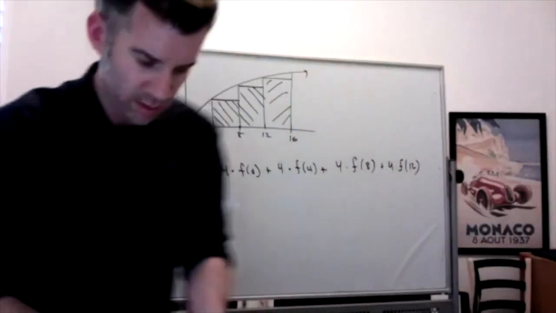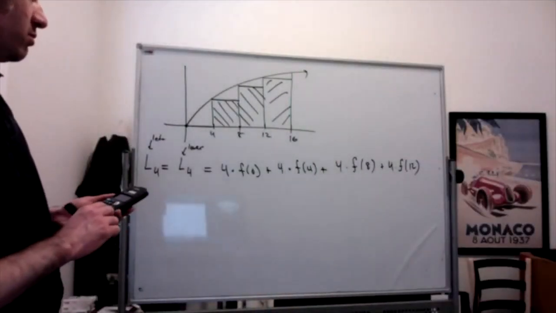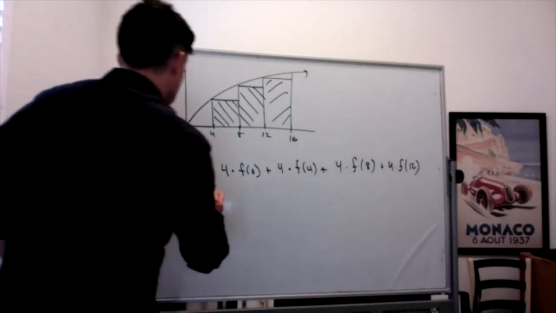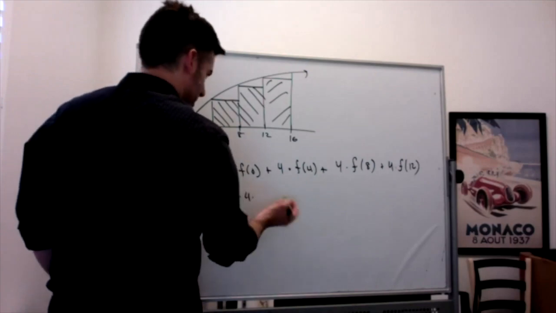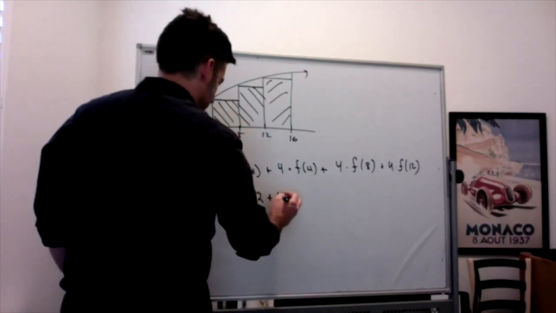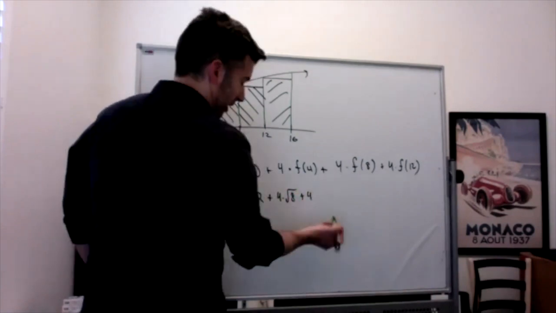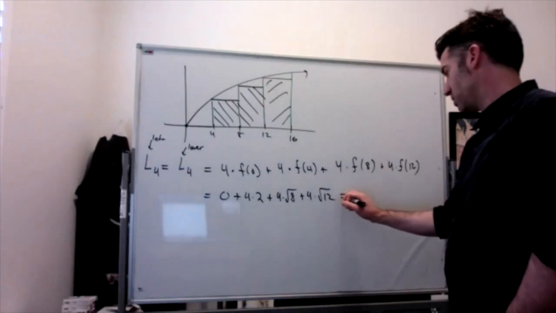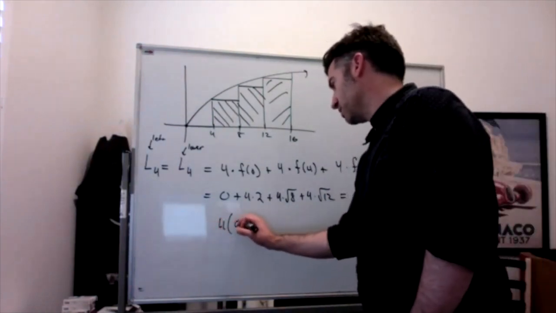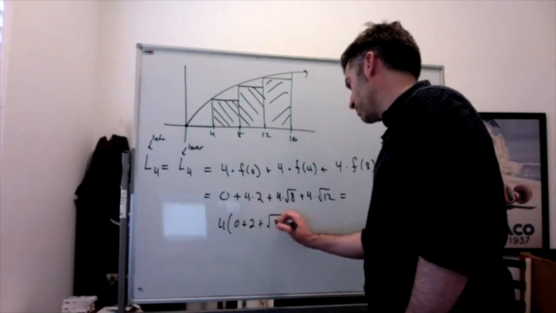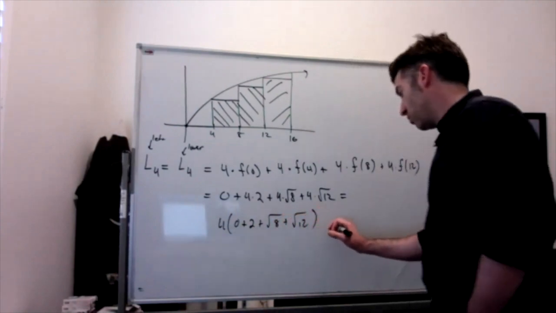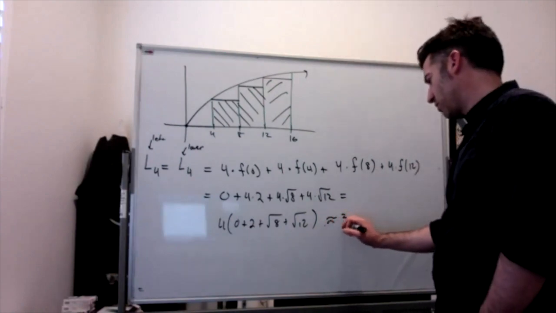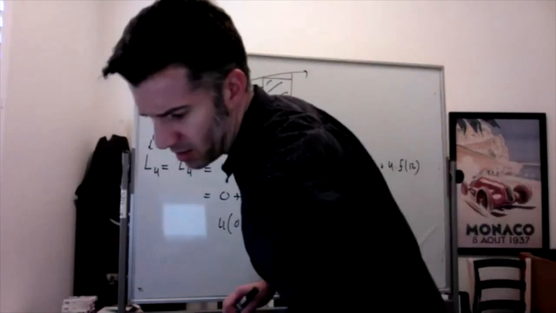And calculating that, let's see. We get 0 plus 4 times the square root of 4 plus 4 times the square root of 8 plus 4 times the square root of 12. I could have factored out the 4, which is 4 times 0 plus 2 plus the square root of 8 plus the square root of 12, which is approximately, what have we got there? 33 point, doesn't really matter, 1/7.